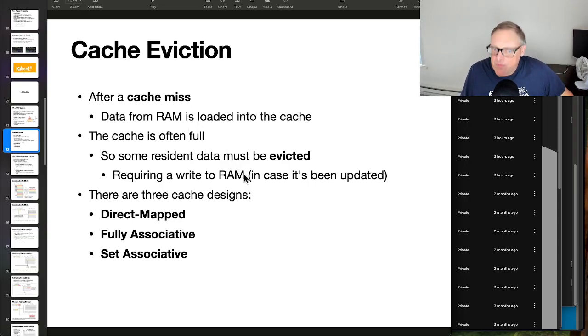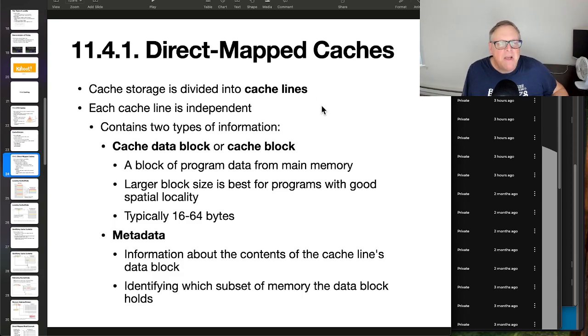The cache is often full, of course, because you keep loading data in and you only remove data when you have to, so it's full to be used. There are three cache designs: direct map, fully associative, and set associative. Direct map is where you divide the cache into cache lines. Each line is independent, and it has a data block and metadata. The data block is a block of program data from main memory, typically 16 to 64 bytes, and metadata is information that tells you what piece of RAM this is.